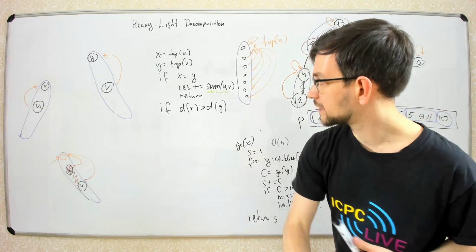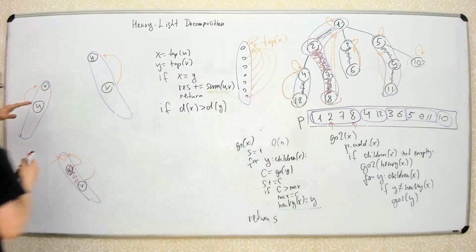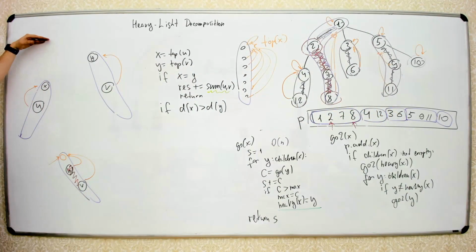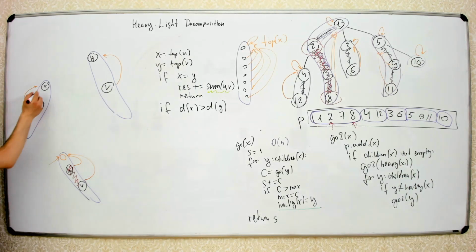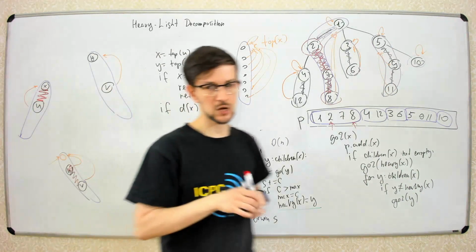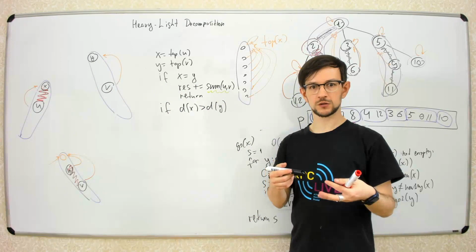then I claim that LCA is above node X. So all these nodes below X are not LCA of U and V. So the path from U to V contains all the nodes from U to X. So I can take all these nodes on this path and just add them to the result.